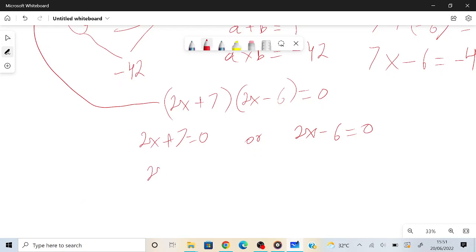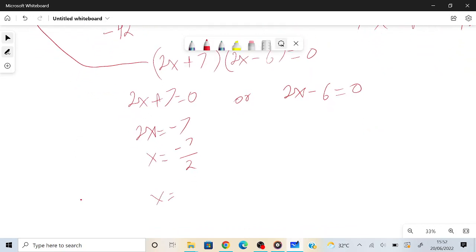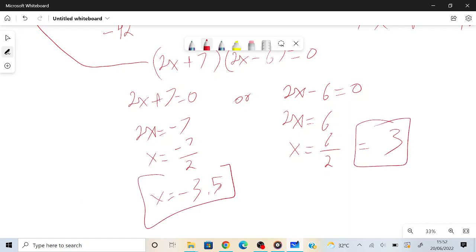This becomes 2x equals minus 7, x is minus 7 over 2. Your x value is minus 7 over 2, which is the same as minus 3.5. Okay, moving on. Over on this side, we would have 2x is equal to 6. x is 6 over 2, which is the same as x is 3. So our two values are x is equal to 3 and x is equal to minus 3.5.